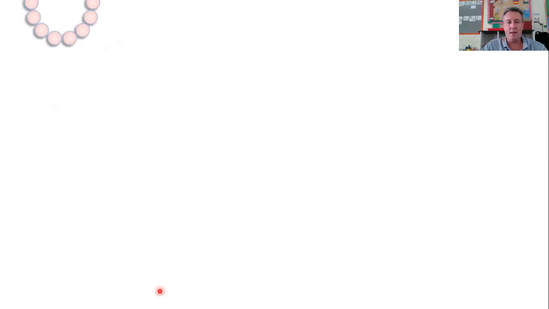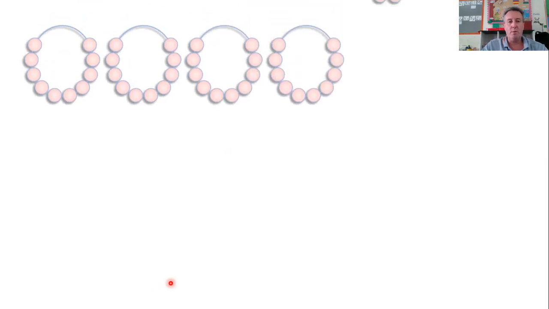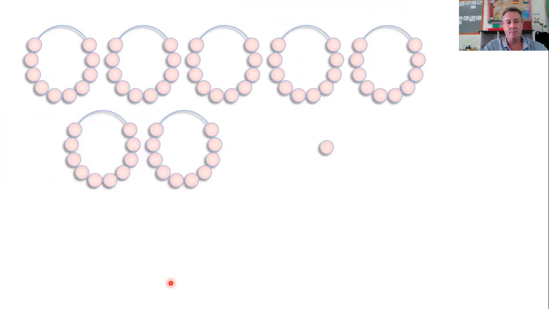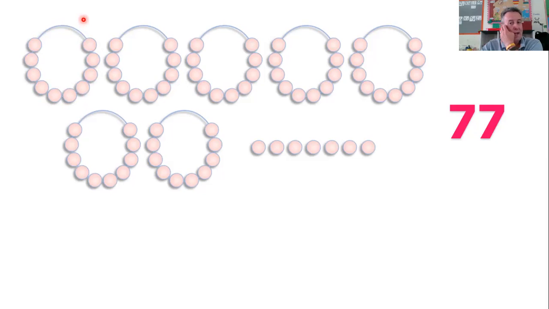Next, let's try another one. This time we've got rings of beads. And each ring is, let's count them, 1, 2, 3, 4, 5, 6, 7, 8, 9, 10 again. So when we've got a ring, that's 10. How do we count our tens? 10, 20, 30, 40, 50, 60, 70. 7 tens is 70.